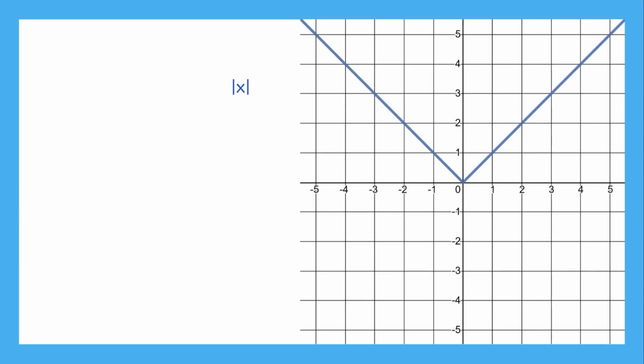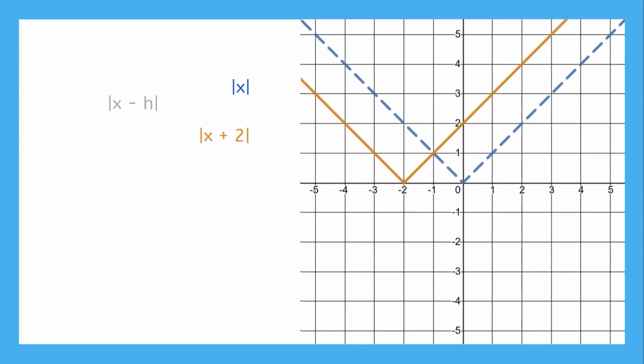Here's our basic absolute value function again as a baseline so we can see what changes. Let's see what happens if we add 2 inside the absolute value. If you thought it would move to the right, then you'd be wrong. The reason is that pesky subtraction sign before the h. If h was 2, then the function would read x minus 2. But the function is x plus 2, which means h has to be negative 2, so that x minus negative 2 will become x plus 2. This is why the minus h can get confusing. The sign of h is the opposite of what you see.